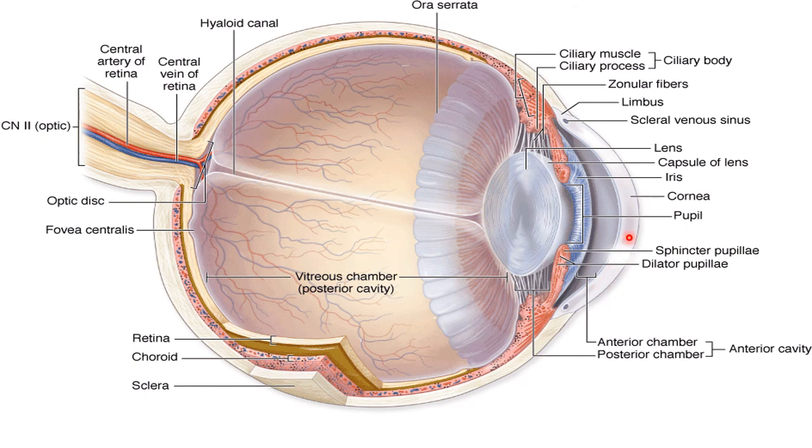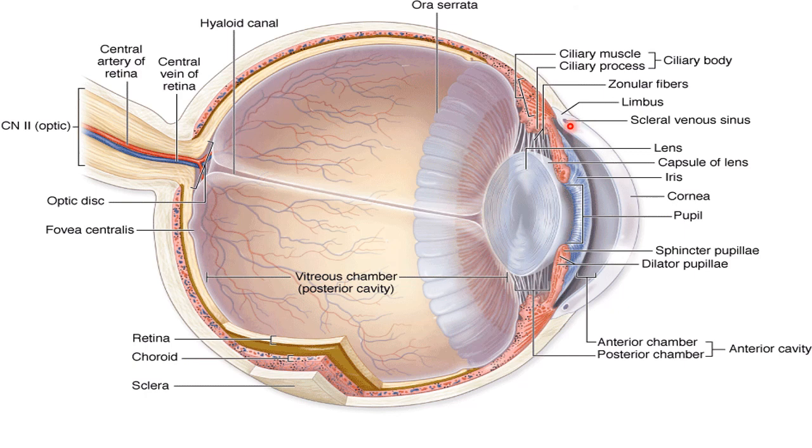The anterior 1/6 part of this coat is the cornea, which is transparent, and its histological structure in detail we had already discussed in the previous lecture. The remaining 5/6 part posteriorly is known as the sclera. The corneoscleral junction is known as the limbus.